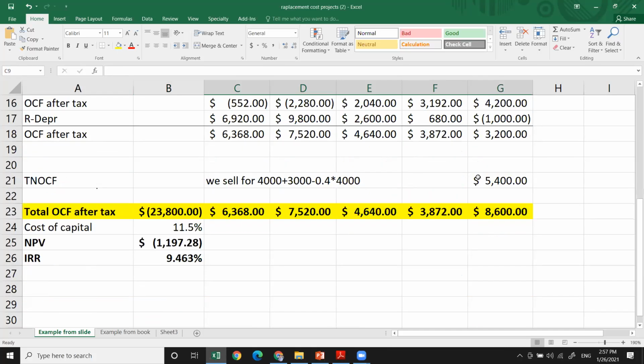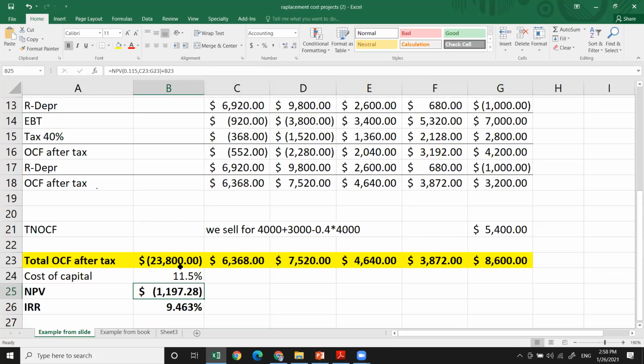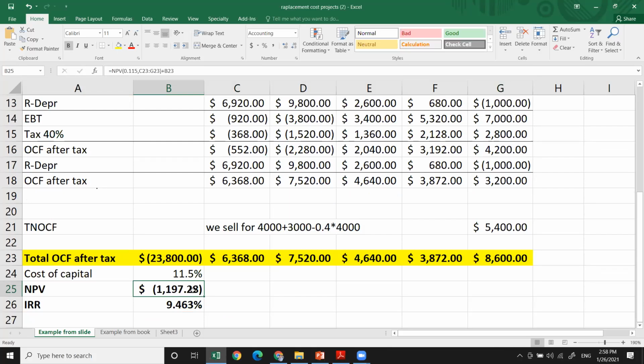But basically it's 0. So our NPV is negative. So the decision is to reject. Okay. Up to this point, do you have any questions?